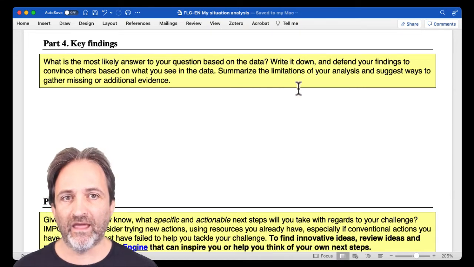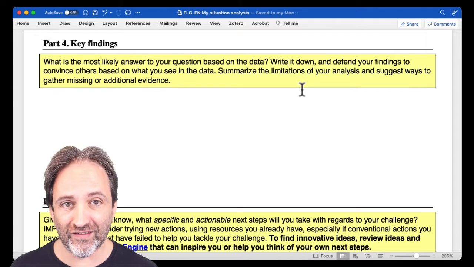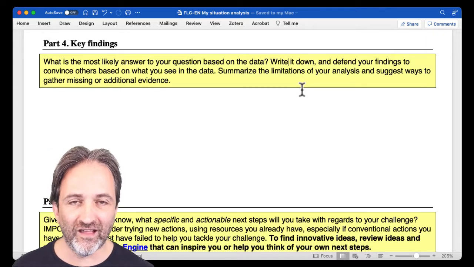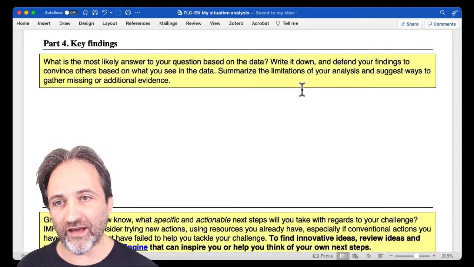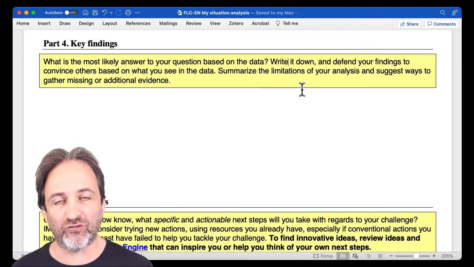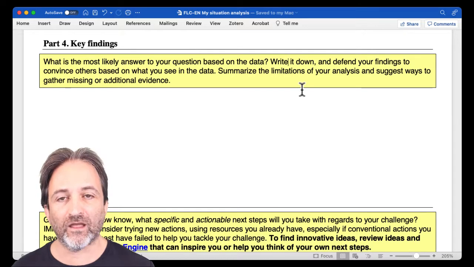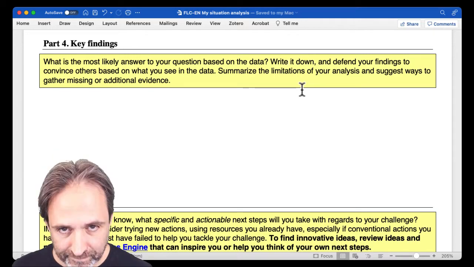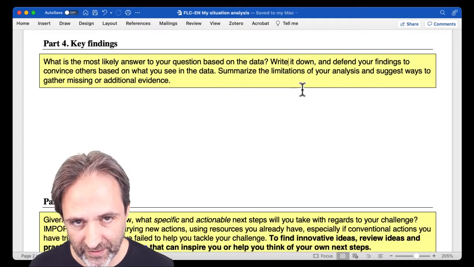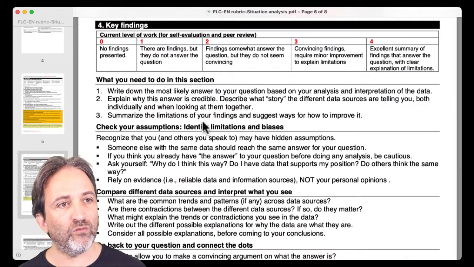That's step 1. But then the key step is actually defending your findings. So it's not only saying, I think this is what's right. You actually have to demonstrate, connect the dots between your situation, what you learned from your data sources, what you learned from your situation, putting that together, and then convince others based on what you see in the data.